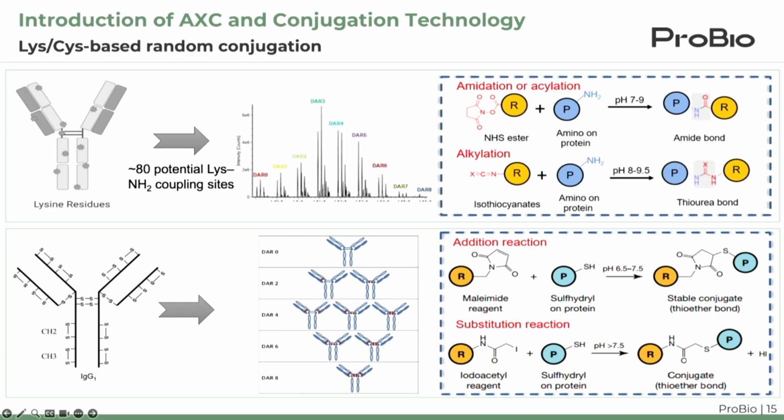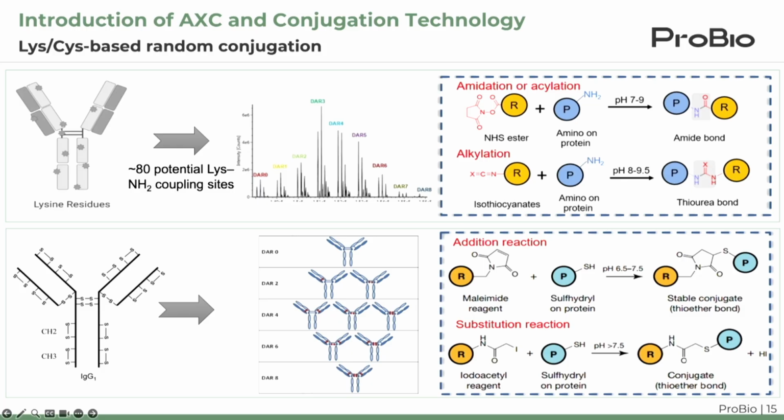On the other hand, cysteine-based conjugation utilizes the 4 pairs of interchain disulfide bonds in the antibody. After reduction of the disulfide bonds to expose the thiol groups, they can be directly covalently bonded to maleimide groups through a Michael addition reaction. In this way, the DAR value can be a little better controlled, at DAR 2, 4, 6, and 8. However, the distribution of the DAR cannot really be precisely controlled, given the nature of the random conjugation reaction.